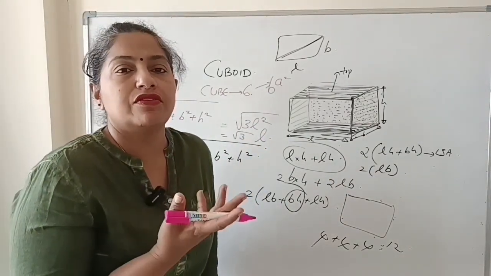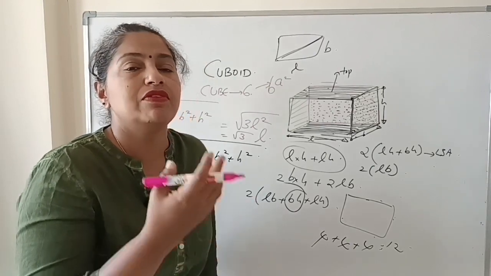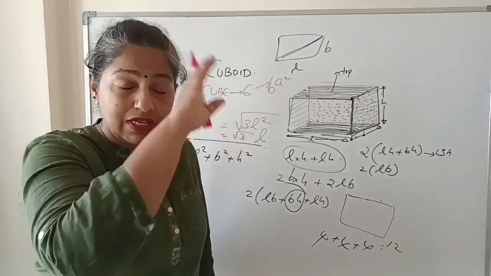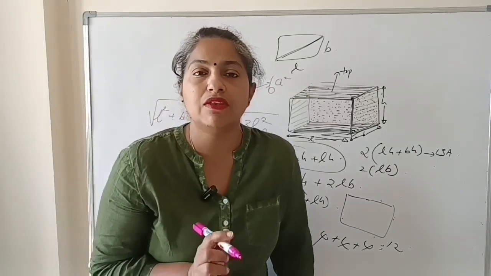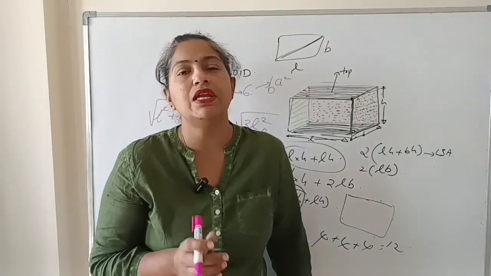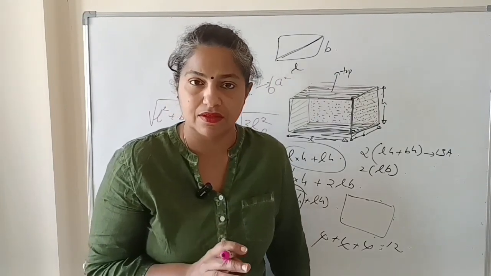Okay. Now, how many edges? You know 12 edges. All the edges are equal. So, 12 times the length of one edge will give you the length of all the edges. Now, we have gone through all the basic formulas for the surface area of a cube and a cuboid. Now, let us do a few sums and see how actually this formula is applied.